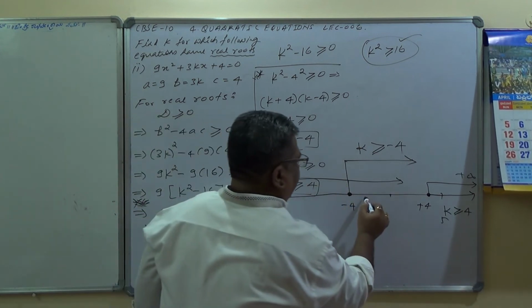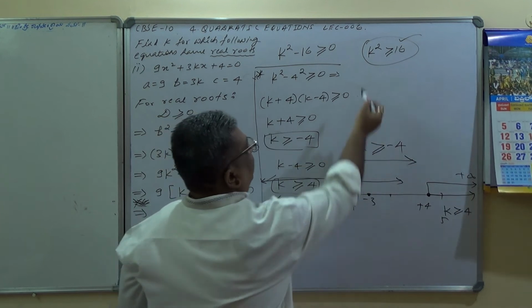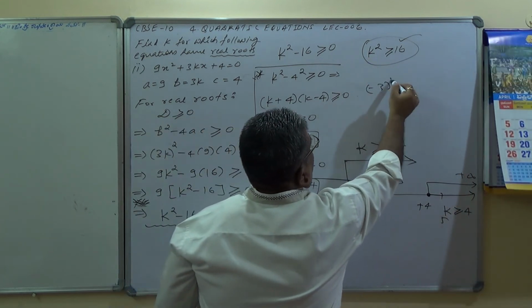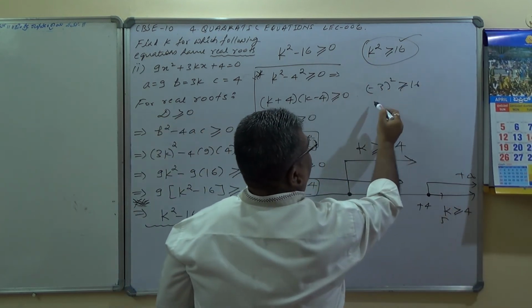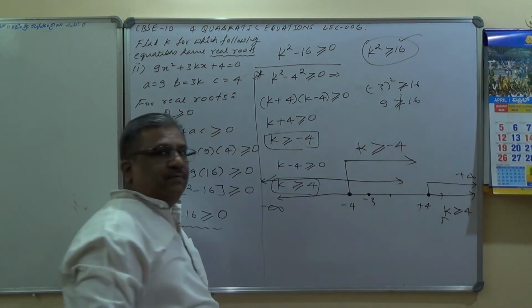So if I take minus 3 here, substitute minus 3 in this case. Minus 3 squared, is it greater than 16? Let's see. 9, is it greater than 16? No.